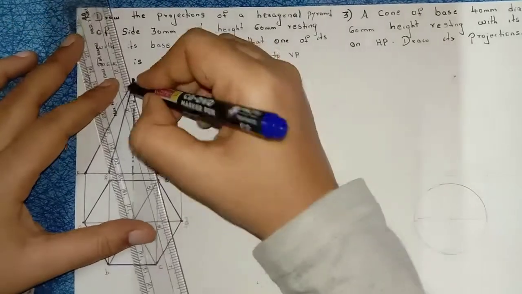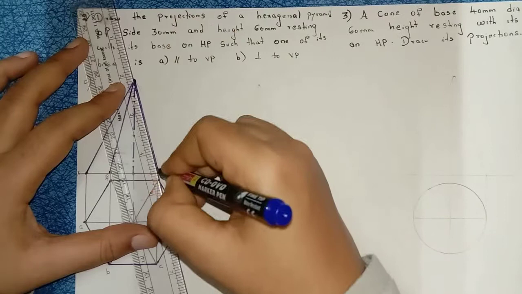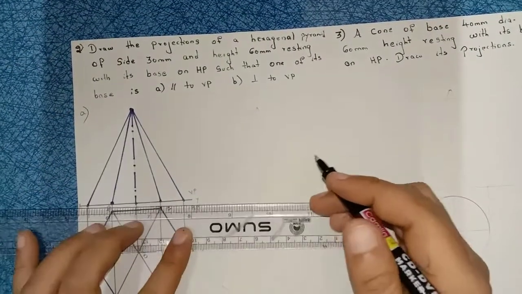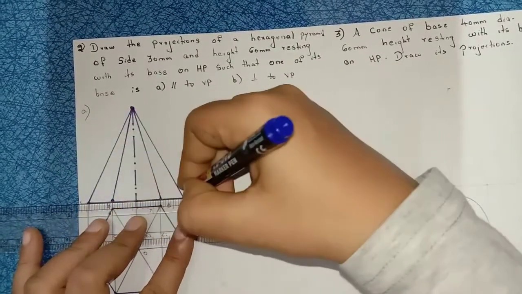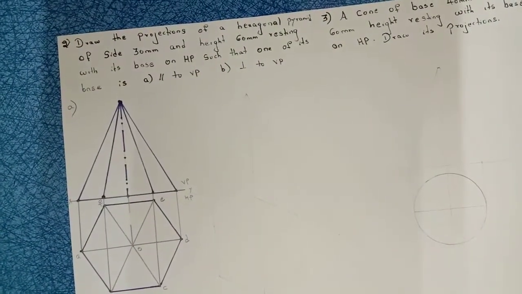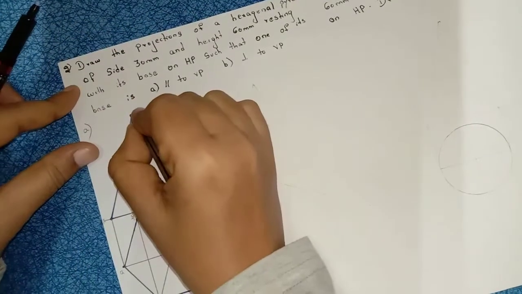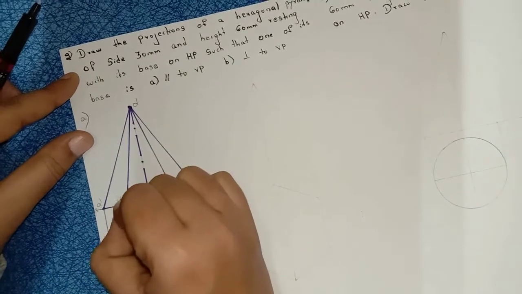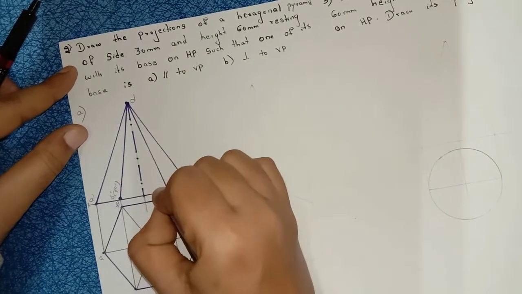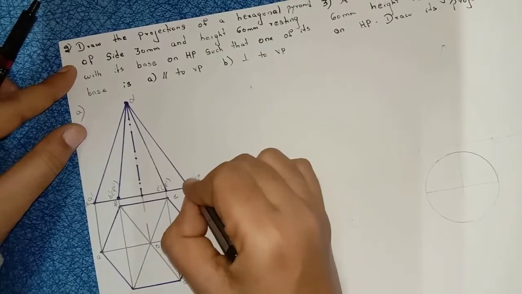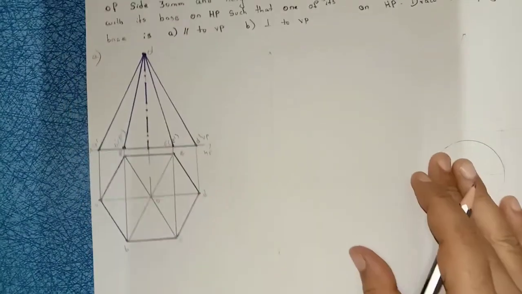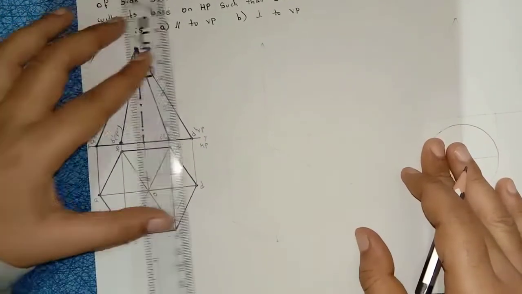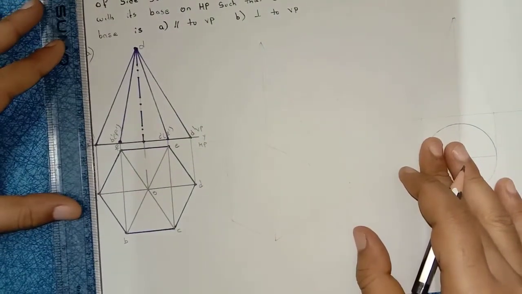So when we are seeing the pyramid from front view, it looks like a triangular shape. That's why we are constructing triangles in all front views. So this is O, O dash, this is A dash, B dash, F dash, C dash, E dash, D dash. So this completes the problem. After that, don't forget to mark dimensions.